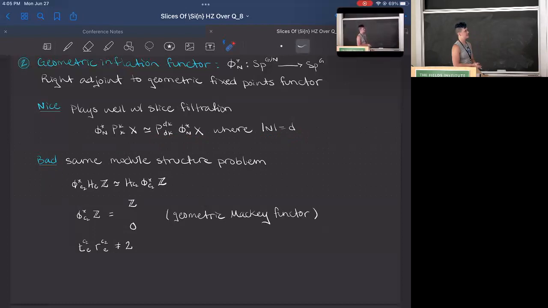Unfortunately, it has the same module structure problem. So if we pull back HEZ to C2, well, we get HC2, the pullback of Z, and that pullback is this Mackey functor. It's called a geometric Mackey functor because there's one thing at the top and zeros everywhere else. And again, there's no way that the composition of the restriction and the transfer is multiplication by 2. So again, we do not have an HC2Z module.